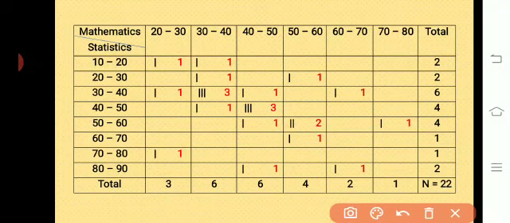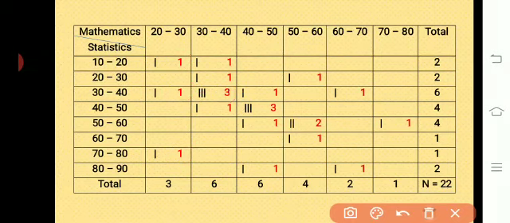in the respective cell. Here you can observe in this cell one tally mark is there, so in the bracket we have to write 1. Here we have one tally mark, so in the bracket we have to write 1. Here we have one tally mark, so here we have to write 1. Here we have 3 tally marks, so here we have to write 3, and so on. We have to continue this.